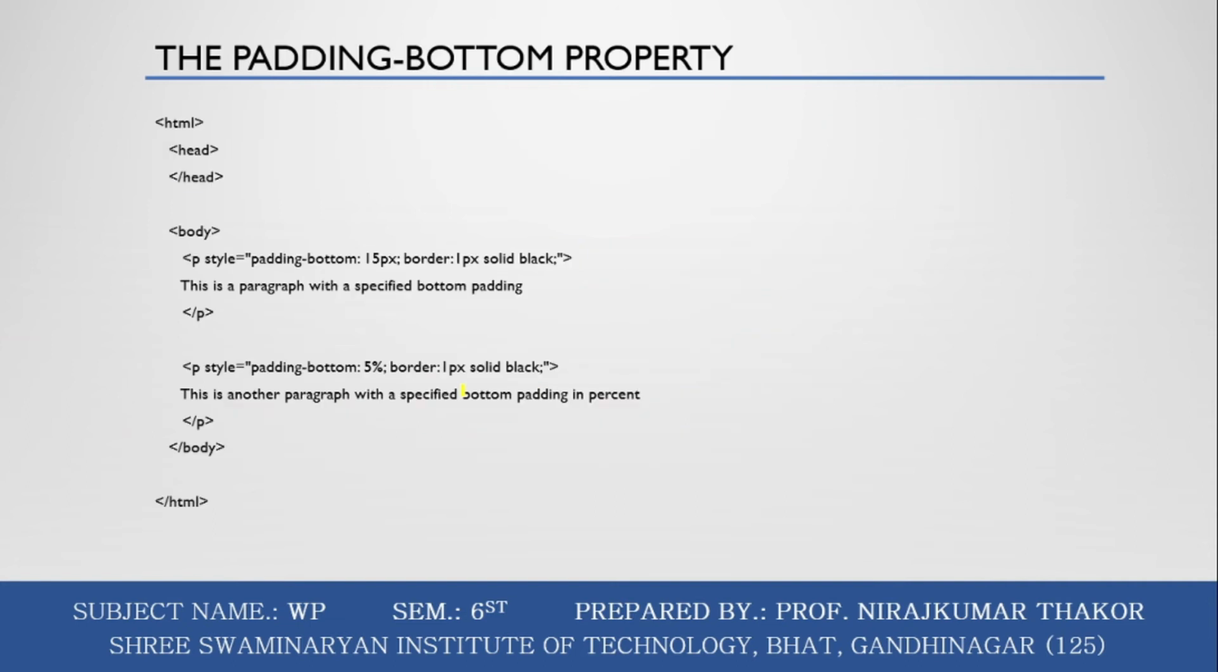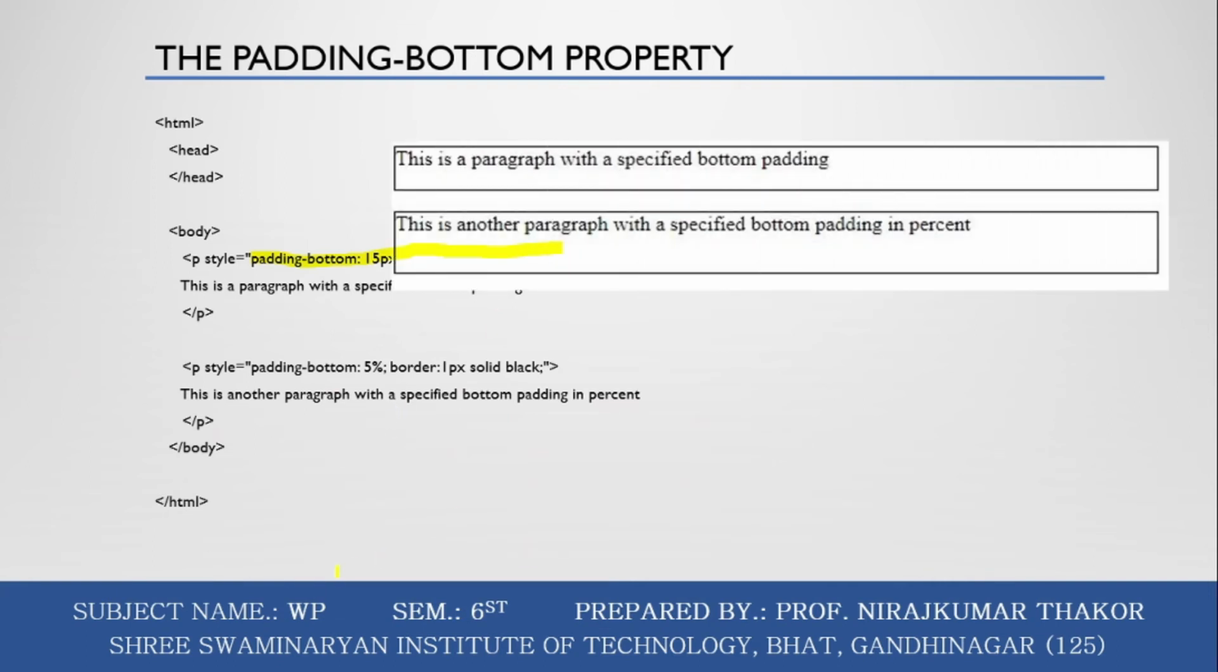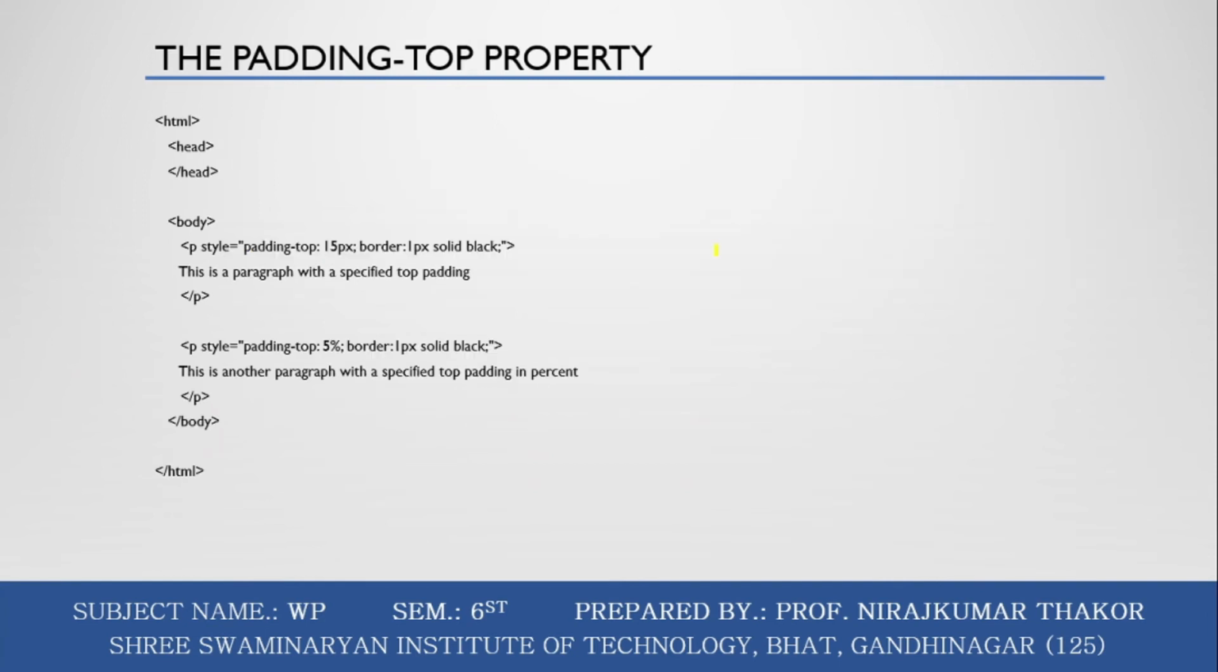The first one is padding-bottom. Padding-bottom 5 pixels, border is equal to 1 pixel solid black. And here padding-bottom 15 pixels. This is the output: the first one is 15 pixels and the second one is 5 percent. The possible values are pixels and percentage.